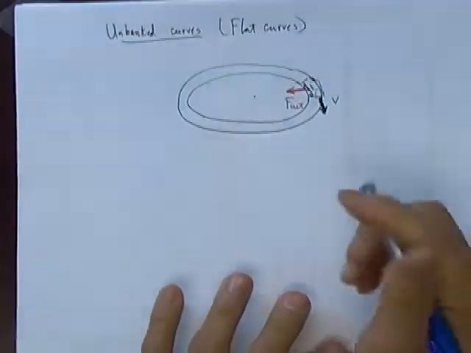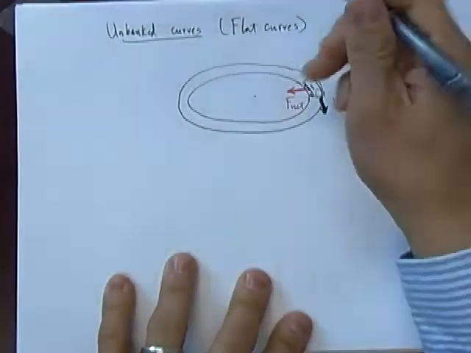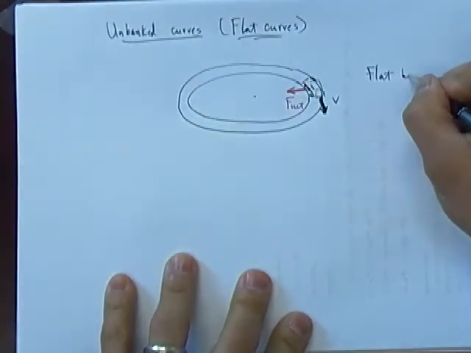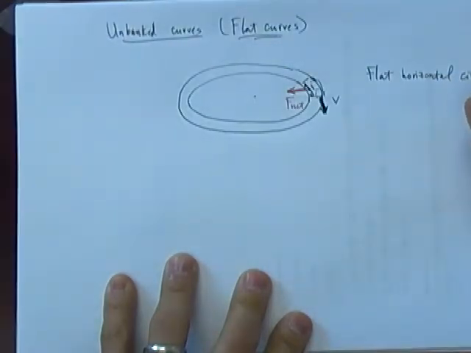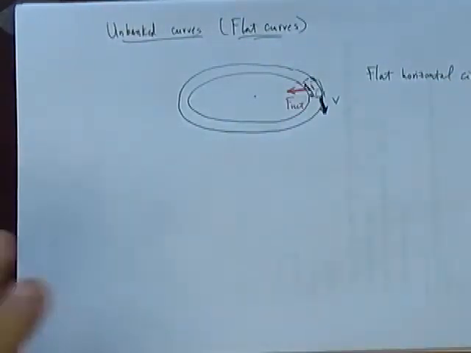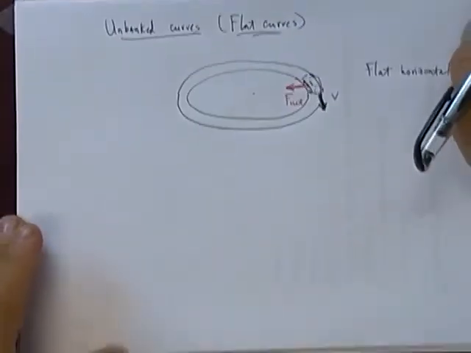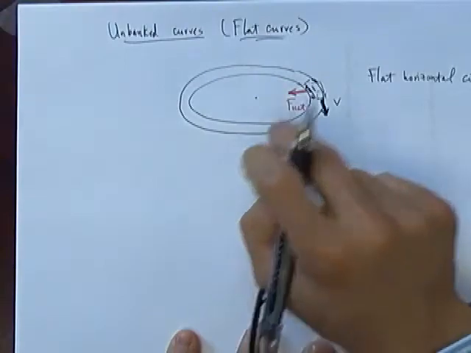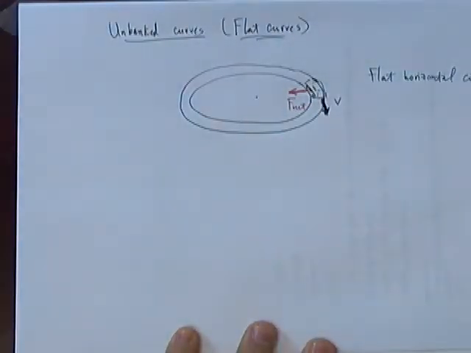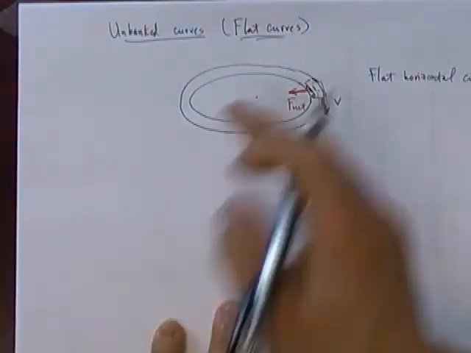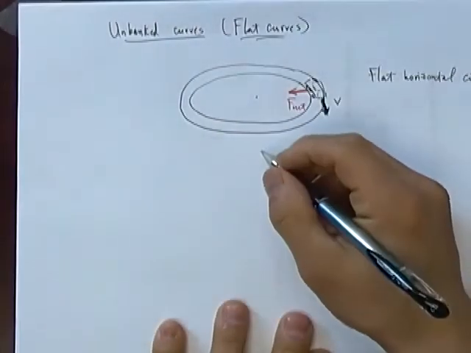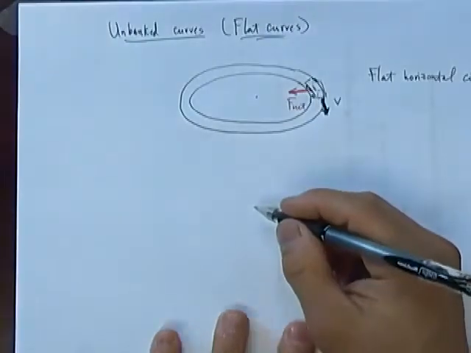Okay? Now, this is what I'm calling just a flat curve. So this is a flat, horizontal circle or curve. Okay? Nothing with banking of the curve or anything like that. Now, the question you might ask is, what is providing this net force? Okay, if the car is really going around the circle, there must be some force that's providing this net force.